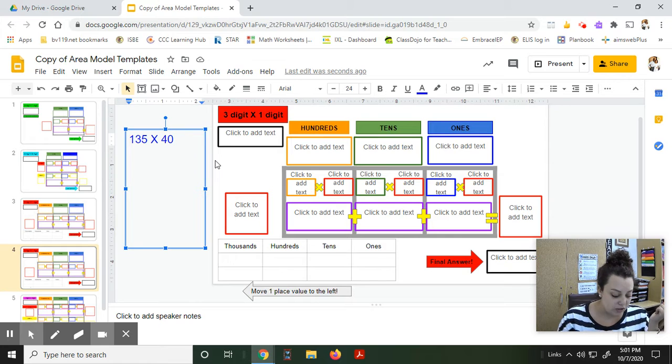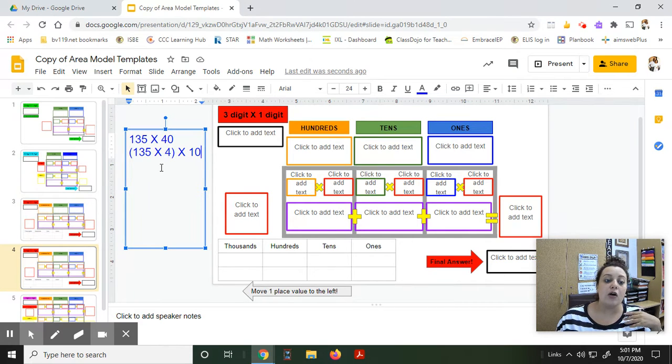First of all, I want you to understand that what we're doing there is we are taking 135 times 4 and then that number times 10. So literally we're breaking apart that 40, because what does 40 represent? It represents 4 tens, which is why we have broken that apart.